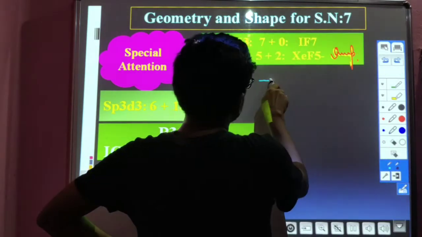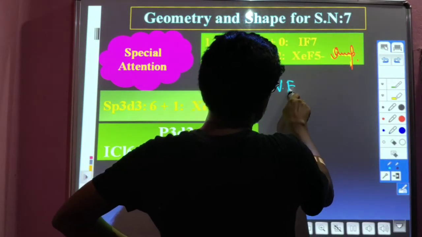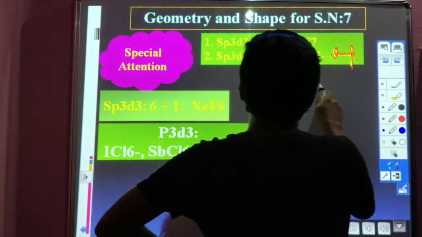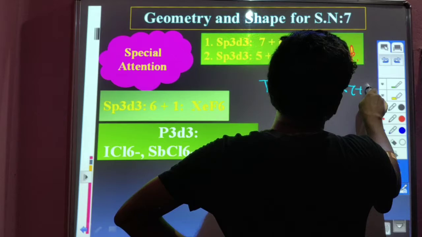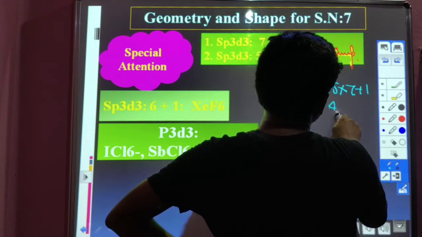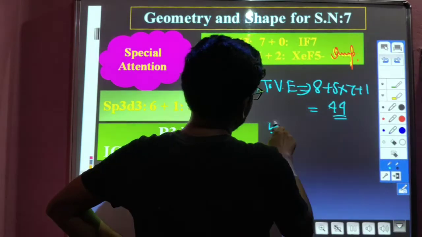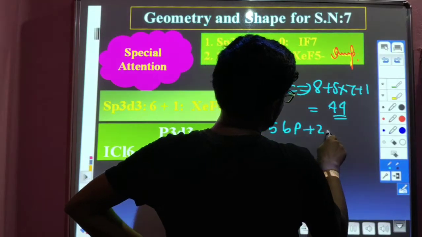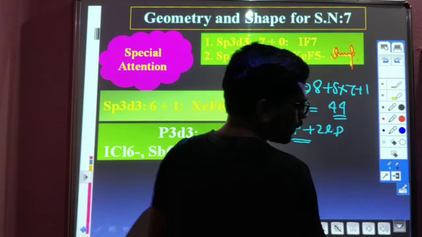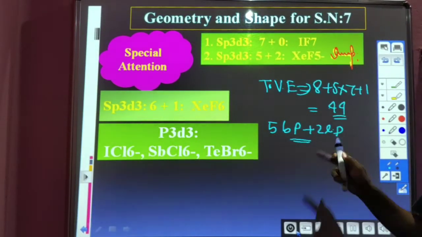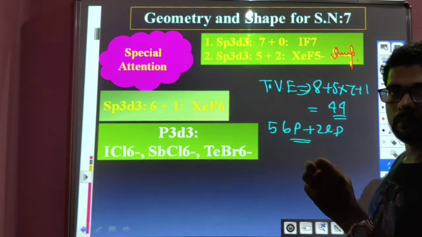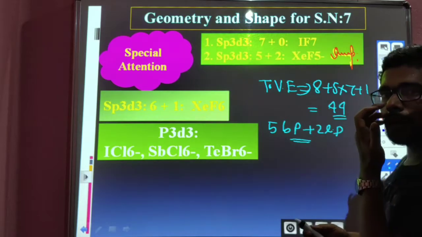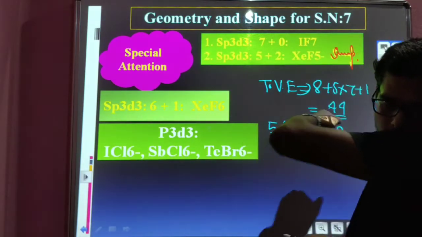XeF5 minus, total valence electron: calculate 8 plus 5 times 7 plus 1, that is 44. So 5 bond pairs, sigma bond pairs, plus 2 lone pairs. Now the question is, where will you put the lone pairs of electrons? Are they placed in equatorial positions or axial positions?